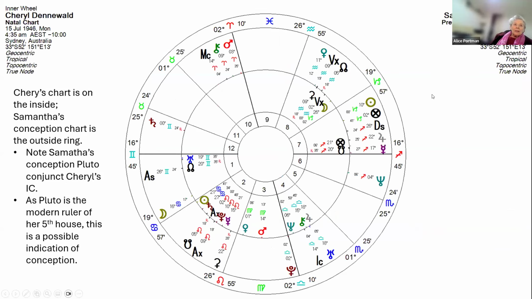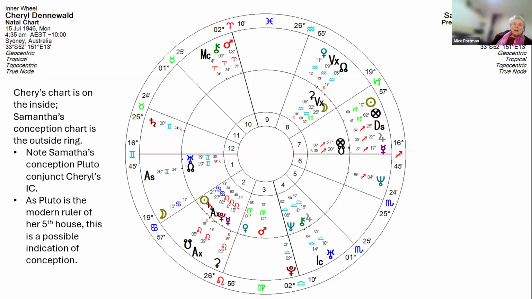All right, so now we get to Cheryl's chart on the inside and Samantha's chart, and this isn't part of the talk, but I thought I'll throw it in because you might be interested. Samantha's chart on the outside, it's not just her natal chart, it's her possible conception chart. Yeah? I'm going to move this out of the way. Note that I used the prenatal Bailey conception system for natural births. It doesn't work for births that have been medically assisted, but it works really well with natural births.